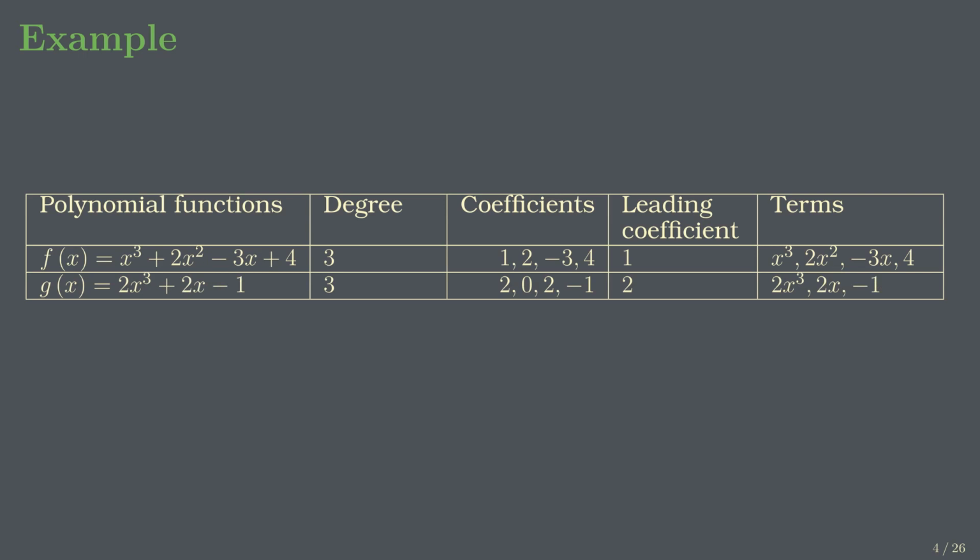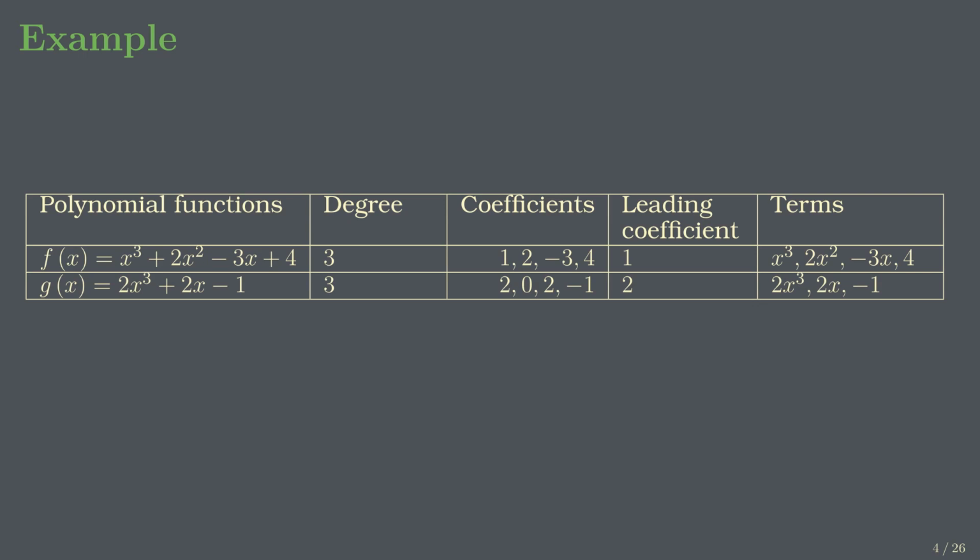But remember that we still write the coefficients of g of x as 2, 0, 2, minus 1. The reason is because if you write only the coefficients of the polynomial function and remove the 0, then you cannot keep track of the power of x to which the coefficient is attached. Meaning if you only write 2, 2, and minus 1, then you cannot tell whether 2 is attached to x power 3 or x power 2, right?